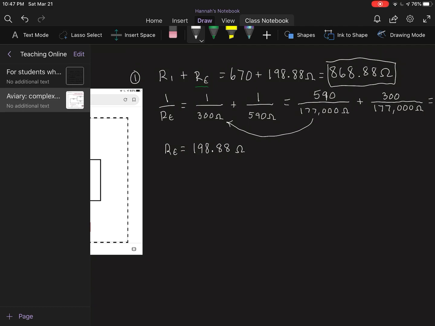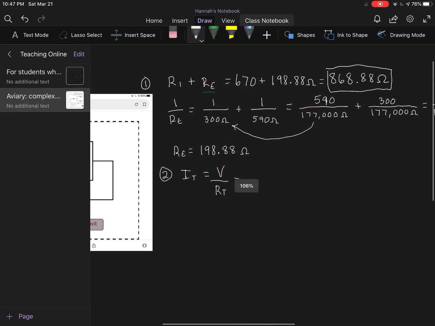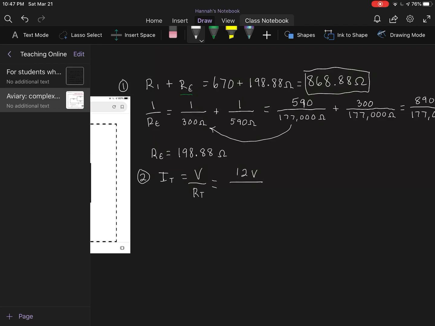Step two, per usual, is to find your total current, which if you use your handy dandy triangle, you know is V divided by your total resistance. My voltage is 12 volts, and I'm dividing that by 868.88. That gives me 0.0138 amps. That was my total current.